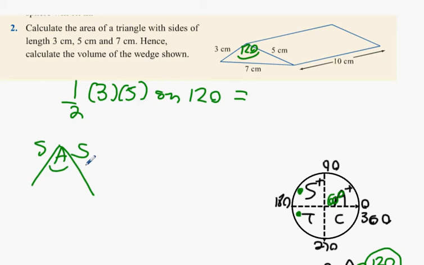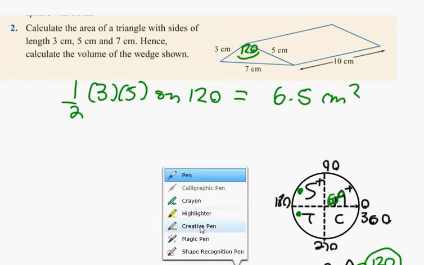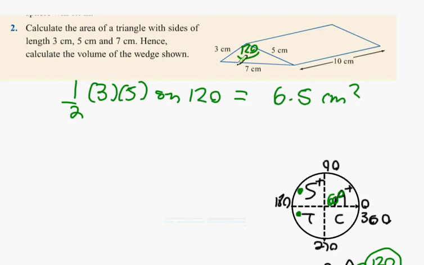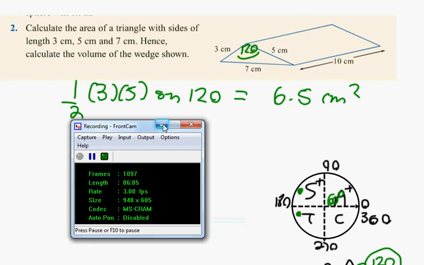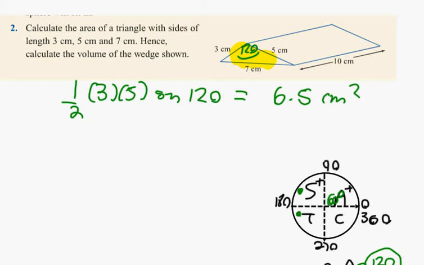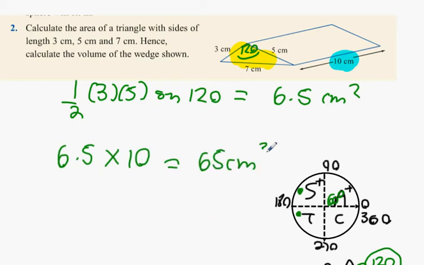That's 6.5. 6 point what? 6.5 centimeters squared. And as discussed in the recent... now guys, we have the area, but we haven't got the depth. So what do we get here, guys? 6.5 multiplied by 10, which is 65 centimeters cubed.